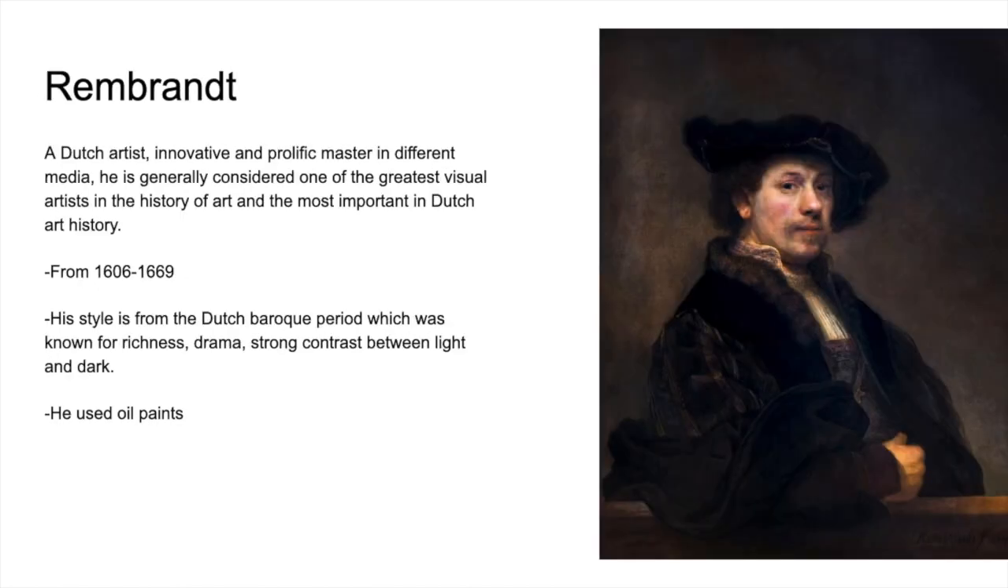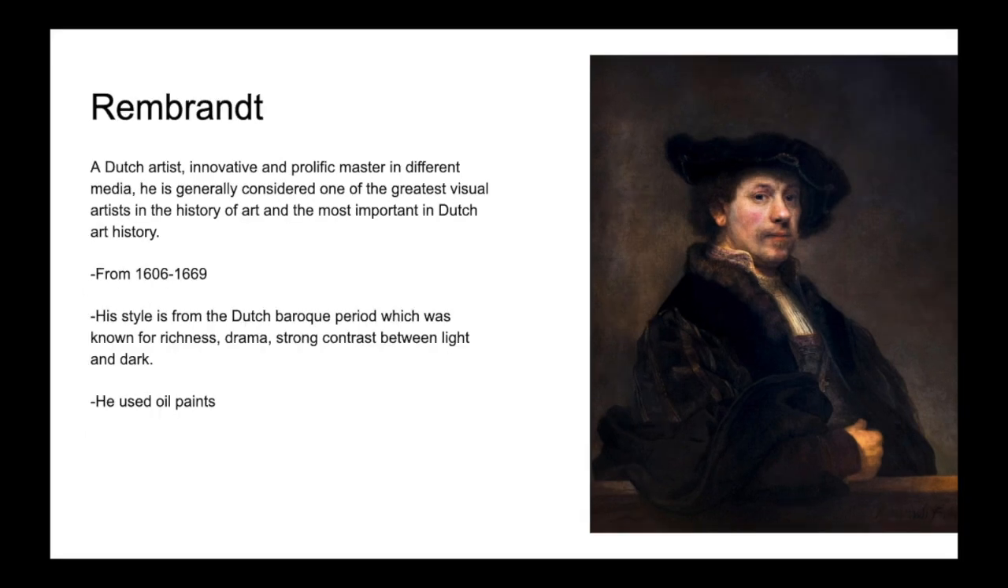Rembrandt. This is a Dutch artist. He was innovative and a prolific master in different media. That means different materials. He could work with a lot of different things and was just like the best in the business. He is generally considered one of the greatest visual artists in the history of art and the most important in Dutch art history. He was alive from 1606 to 1669. His style is from the Dutch Baroque period, which was known for its richness, its drama, the strong contrast between lightness and darkness in the work. He used oil paints as well.